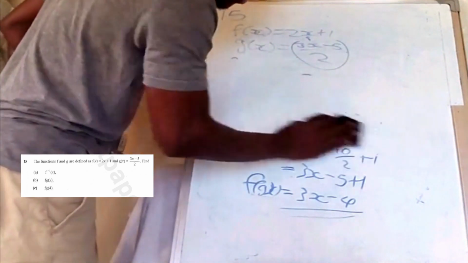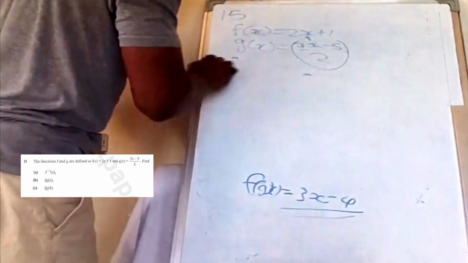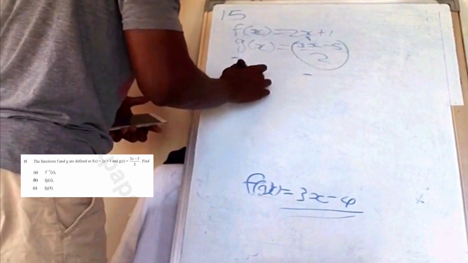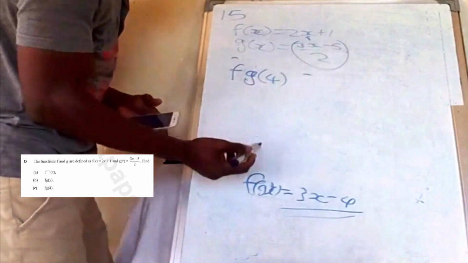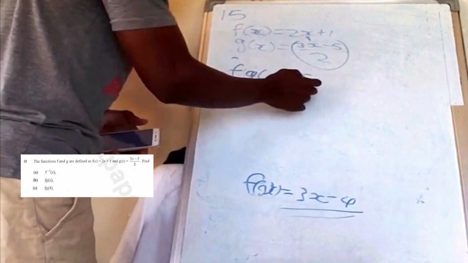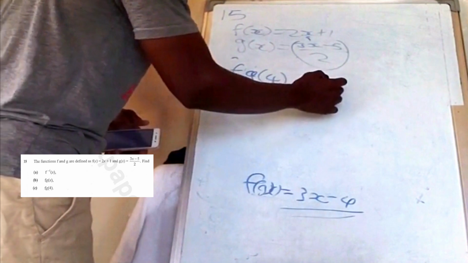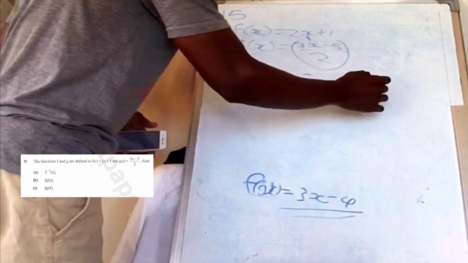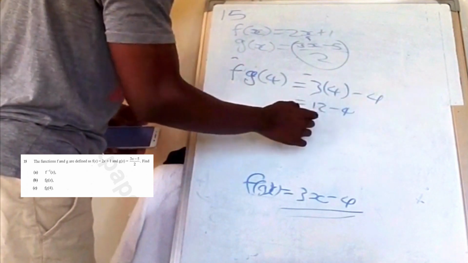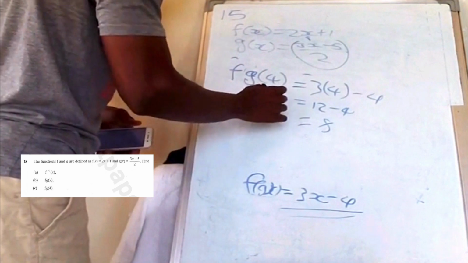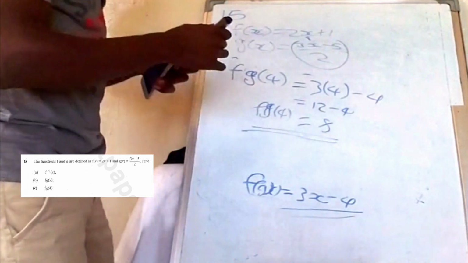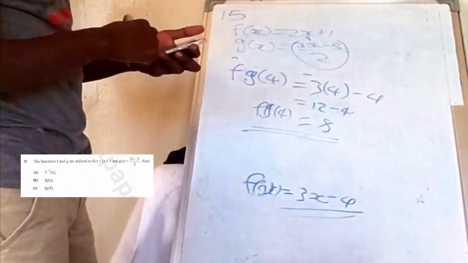The next question is asking us to find fg of 4. So wherever there is x in our fg of x, we replace it with a 4. So we're going to have 3 times 4 minus 4. 3 multiplied by 4 is 12, minus 4 will give us 8. So fg of 4 is equal to 8. And that is how we go about that question.